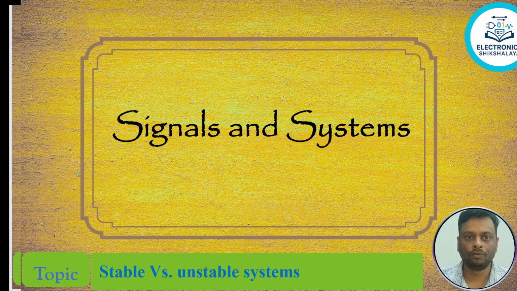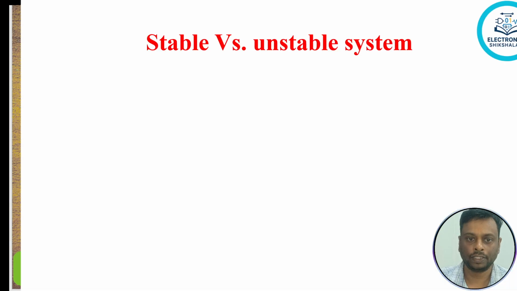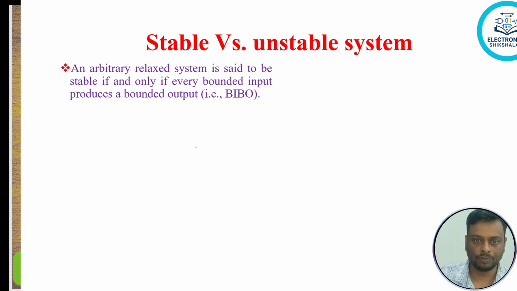For any input signal which is bounded, if it produces an unbounded output, then it is called an unstable system. So let us get into details of the difference between the stable and unstable systems. As I have told you, a relaxed system is said to be stable if and only if every bounded input produces a bounded output.